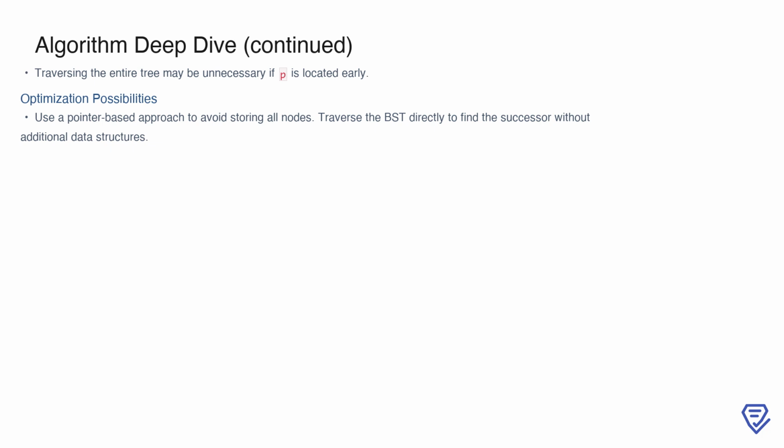Instead of using an additional data structure like a list, we can leverage a pointer-based approach to find the successor more efficiently. By directly traversing the BST, we can identify the in-order successor without storing all the nodes. This method not only reduces the space complexity but can also minimize the time spent traversing the tree. Such an optimized approach takes advantage of the BST structure, allowing us to make comparisons and selectively traverse only the relevant parts of the tree. This way, we can avoid unnecessary computation and achieve better performance for both time and space.